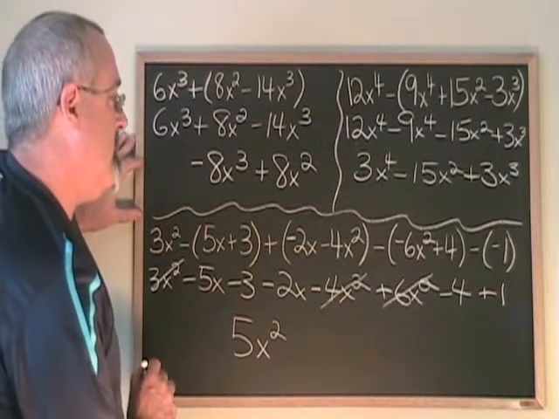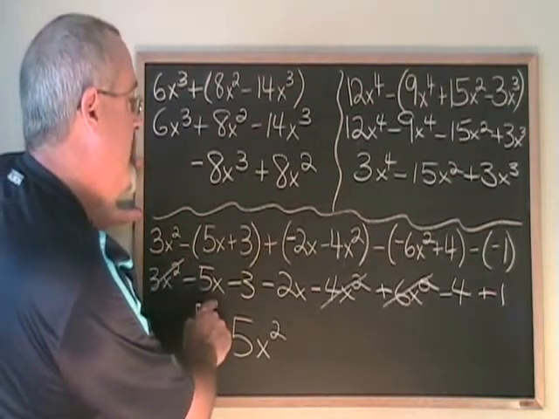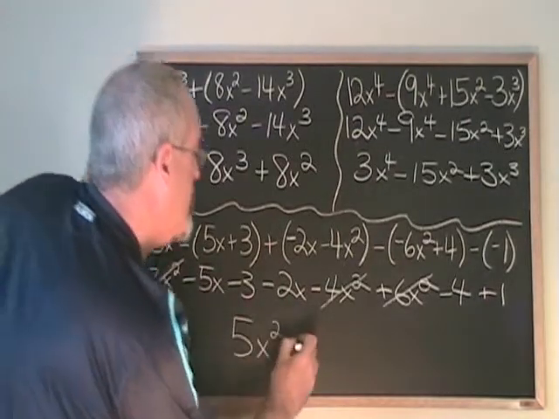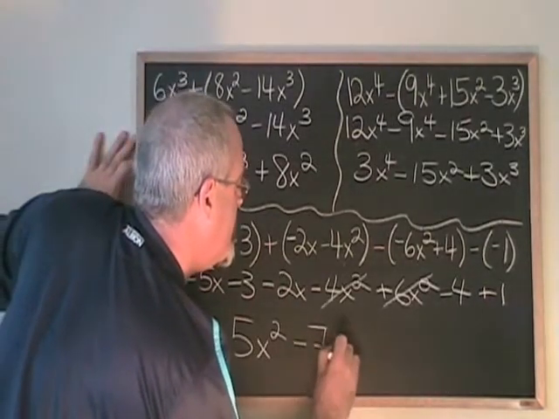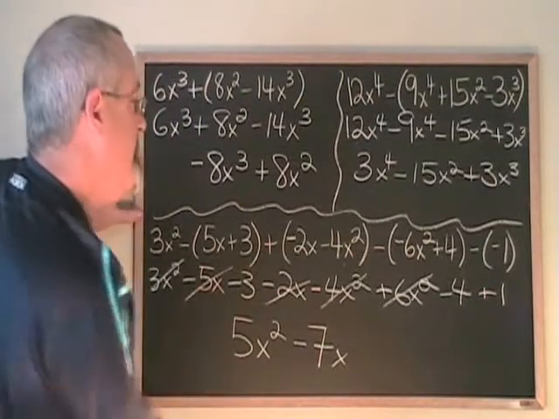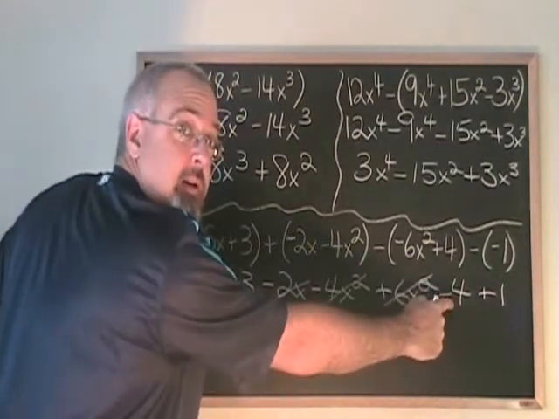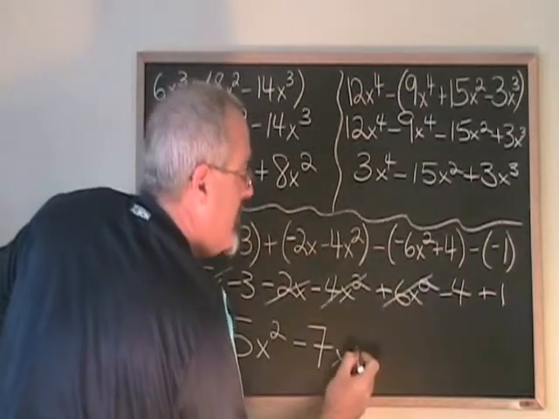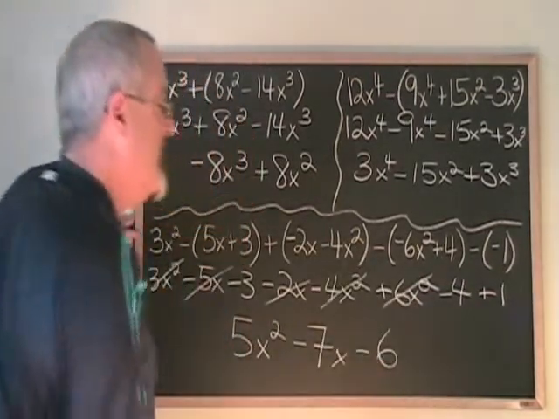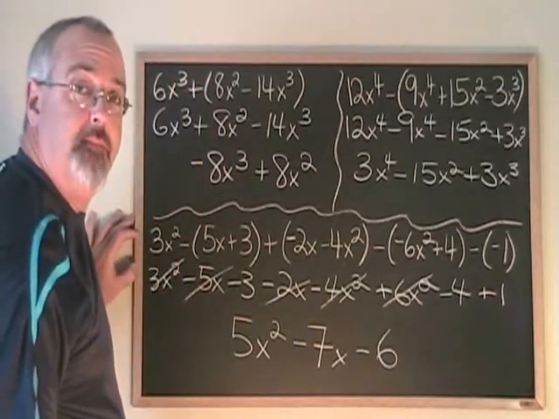For the x terms, we have minus 5x minus 2x, which combines to give minus 7x. Cross them out. And then the constant terms. Minus 3 minus 4, which is minus 7, plus 1 means minus 6. This is our final answer.